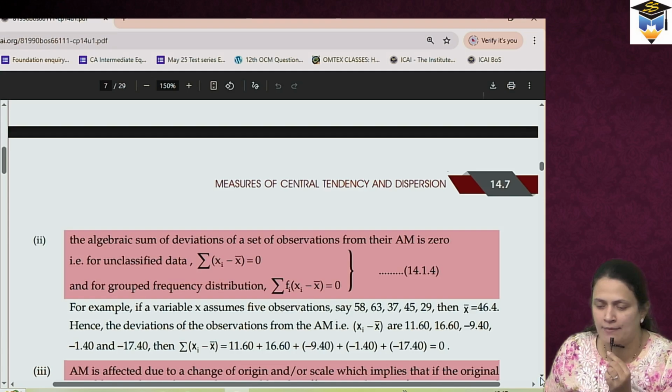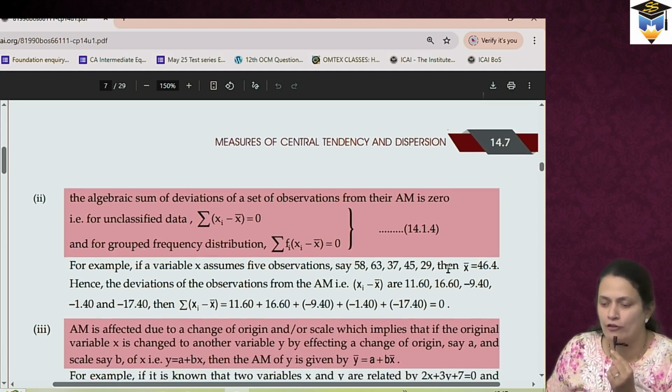So they have given us an example over here. If a variable x assumes 5 observations, first find out x bar. How will you find out x bar? 58 plus 63 plus 37 plus 45 plus 29 divided by 5, which comes out to be 46.4. Then deviation, how do we find out? Xi minus x bar. So which is our xi? First x1 is given to us as 58. 58 minus 46.4, that is 11.60. 63 minus 46.4, that is 16.60. 37 minus 46.4 is minus 9.40, and so on. So the summation, that is the addition of all these, comes out to be equal to 0.